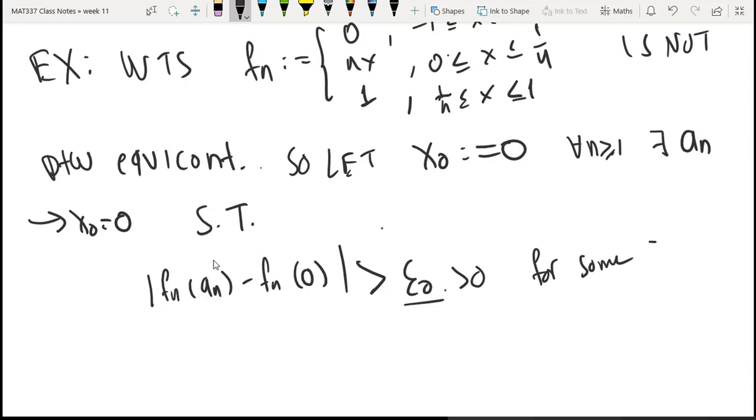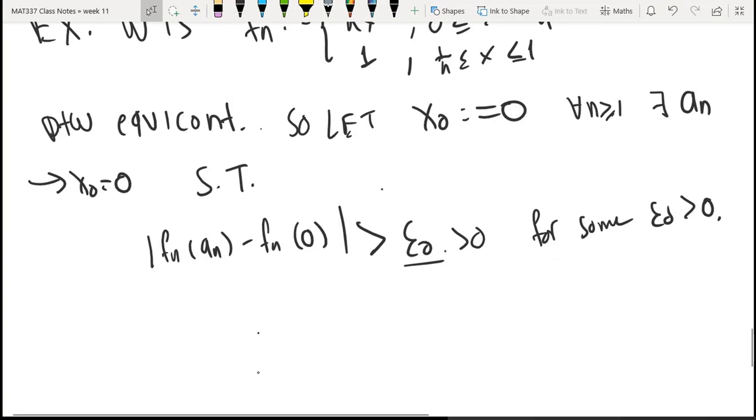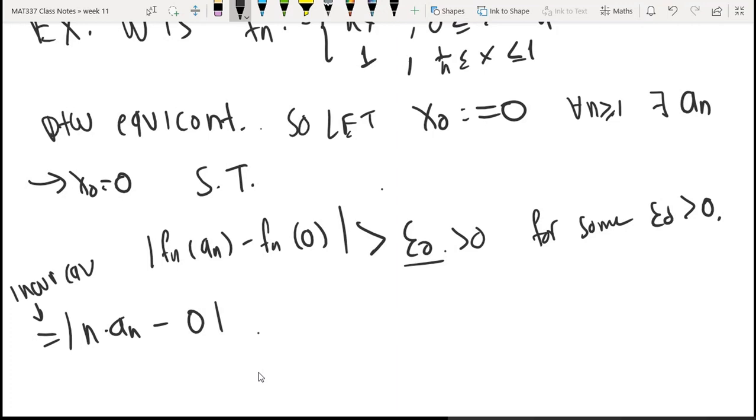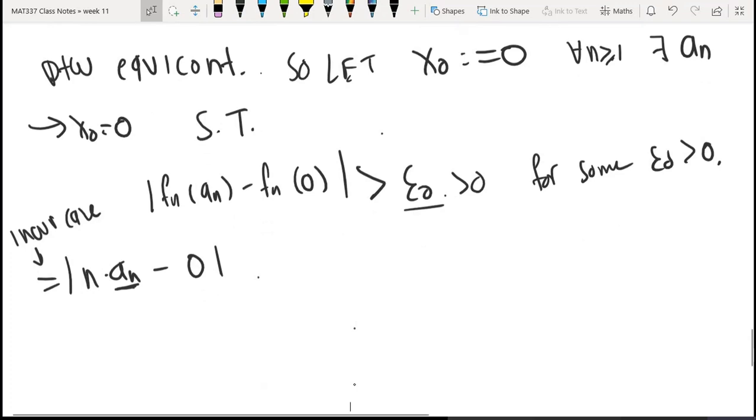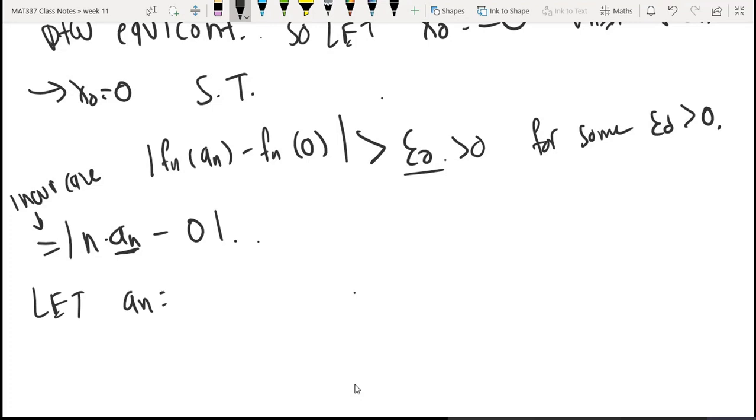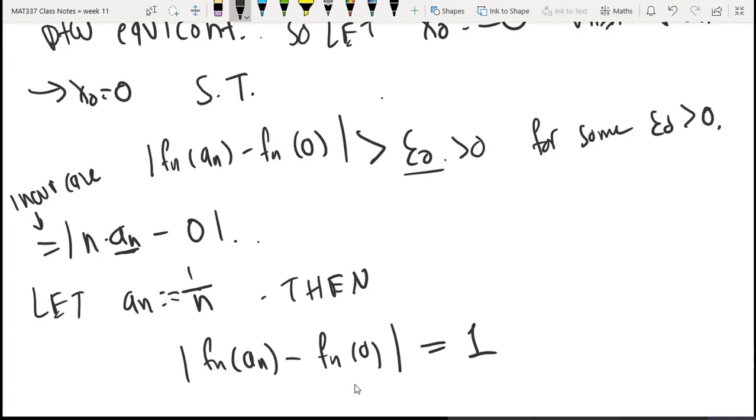Right, so in our case this is just a_n x minus 0, that is, n times a_n. That's what you have in our case. So we just need to pick a_n to make this not go to 0. So just let a_n be 1 over n. Then f_n(a_n) minus f_n(0) is equal to 1. So let this be epsilon naught.